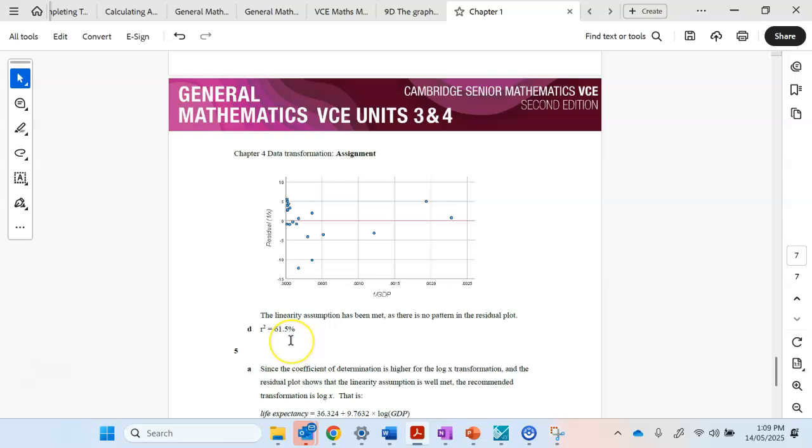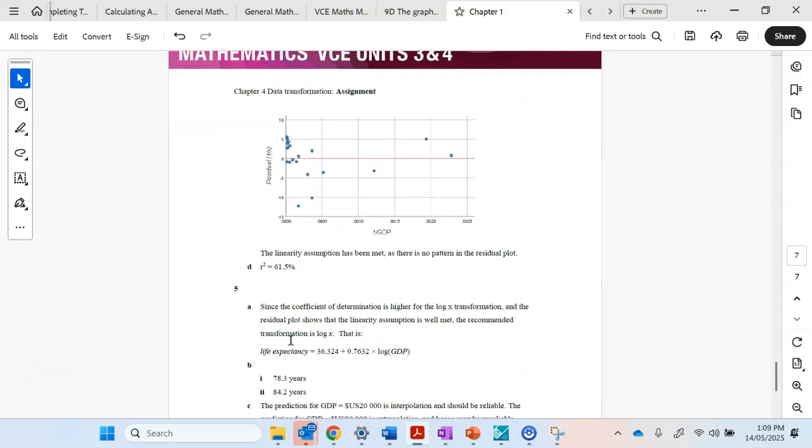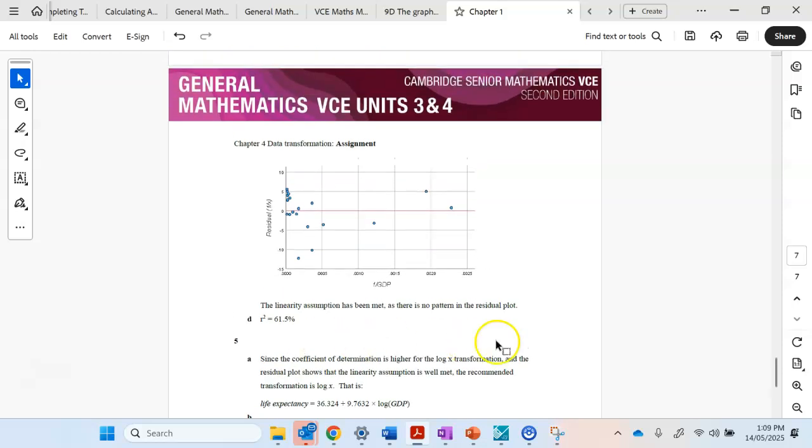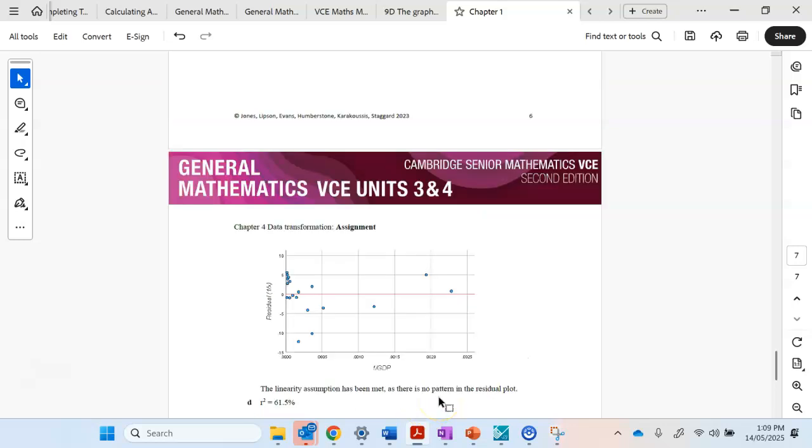And your R squared value is a bit lower at 61.5%. So if we have a look at the answer, just quickly for question 5, since the coefficient of determination is higher for log X transformation and the residual plot shows the linearity assumption is well met, the recommended transformation is log X. And then you can write the equation. So this is the model we would use. We're transforming our X values.